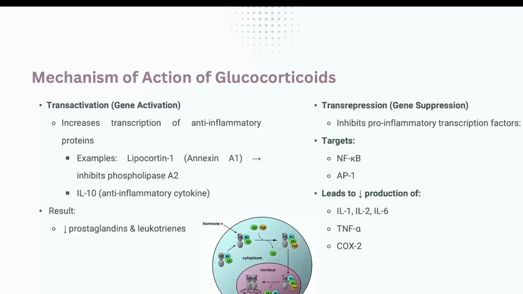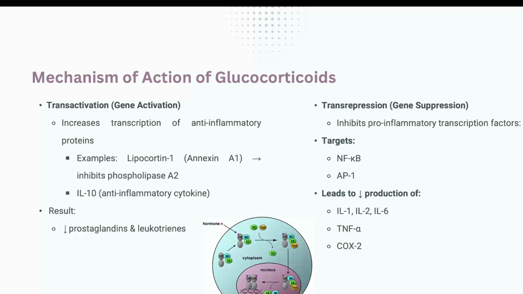and also activator protein 1. When we inhibit the level of these pro-inflammatory factors, it leads to decreased production of different types and subtypes of interleukin, like interleukin 1, 2, and 6, tumor necrosis factor alpha, and cyclooxygenase 2. By inhibiting these pro-inflammatory factors, we decrease inflammation.